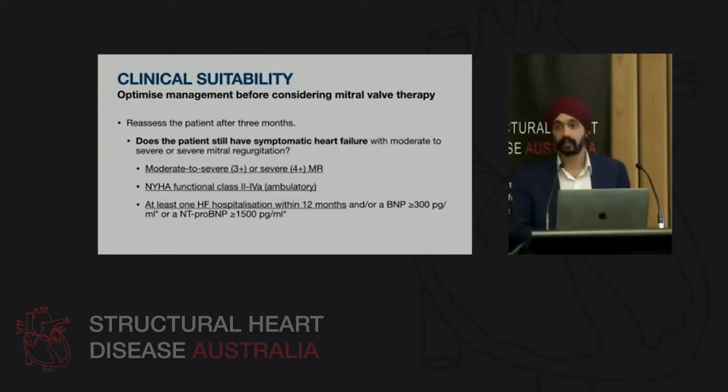After you've done that, you should reassess the patient 1 to 3 months down the line and then assess: does the patient still have symptomatic heart failure? And do they still have moderate to severe or severe mitral regurgitation? When we talk about symptomatic heart failure and mitral regurgitation, what are we talking about? NYHA class 2 to 4A, and at least one heart failure hospitalization within the 12 months or a very elevated BNP. These were the criteria that were used in the COAPT trial.